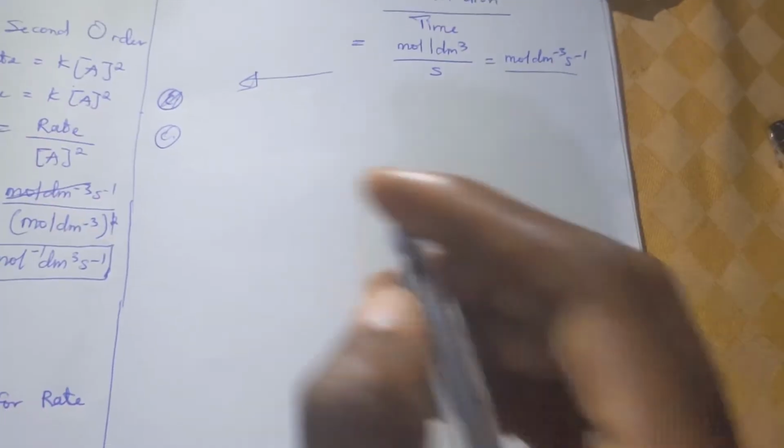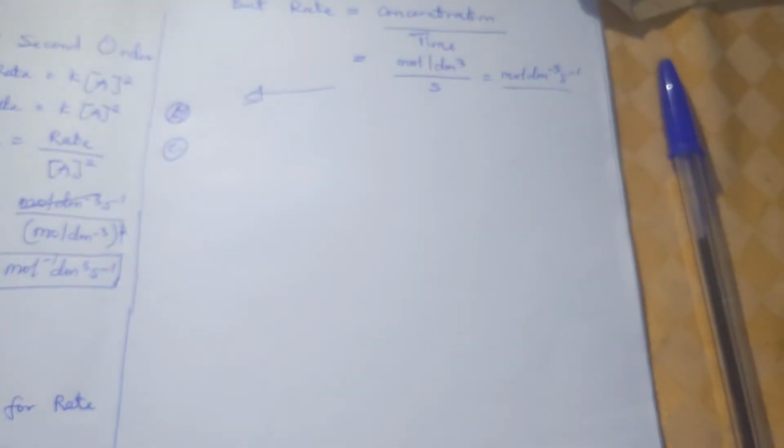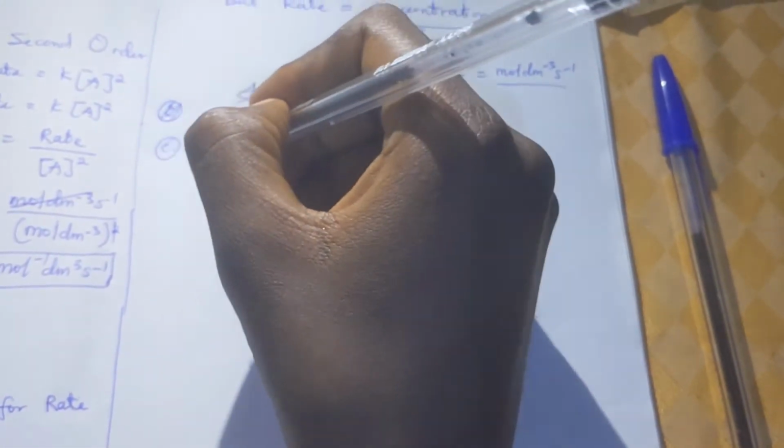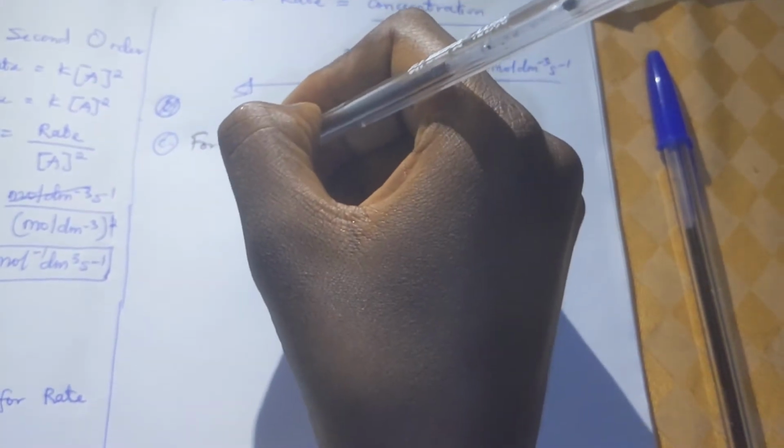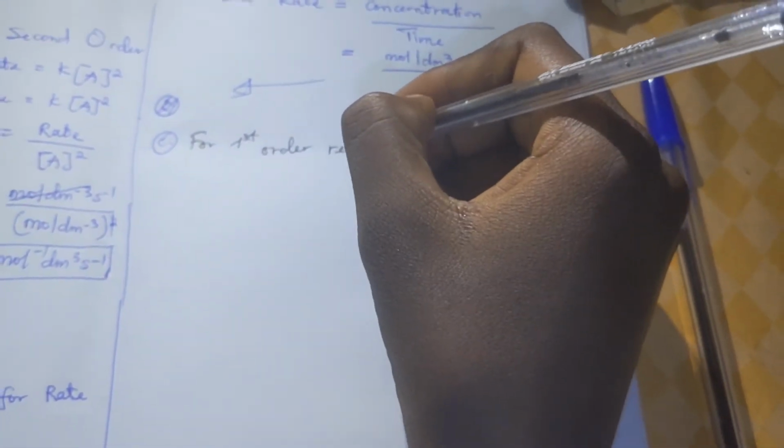Okay, now question 1C of this tutorial says a certain first order reaction is 45% complete in 65 seconds. Determine the rate constant and the half-life for this process. Okay, we are to determine the rate constant and the half-life for this process. Remember, this is a first order reaction.